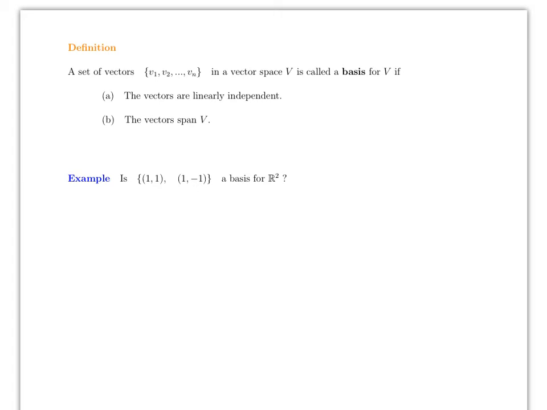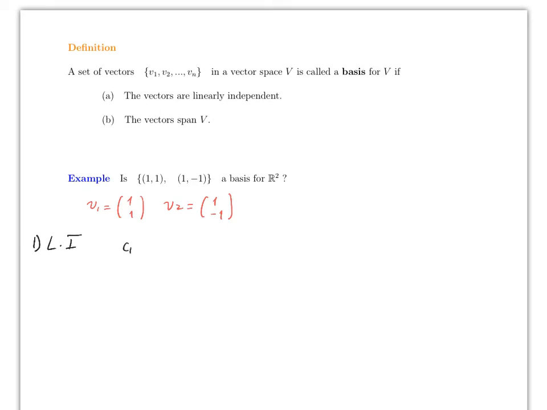So you have to make sure you check both conditions. Okay, so let's do an example. Let's say that we have the following two vectors. v1 is the vector (1, 1) and v2 is the vector (1, -1). Let's check for linear independence first.